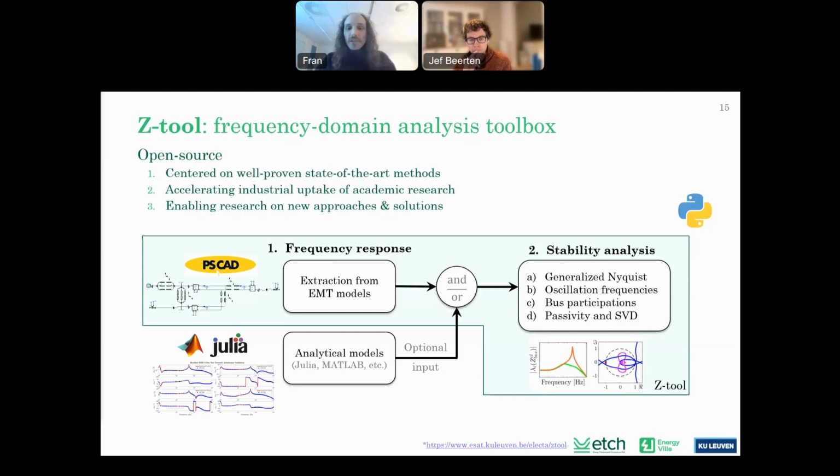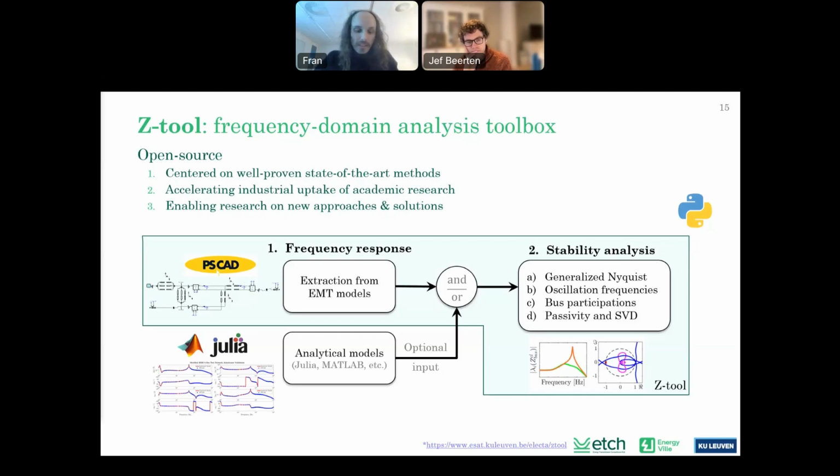And additionally, you can also introduce some analytical models. So if you have an analytical model, you can also combine them and the tool will take care of the stability analysis. And this also hints at the fact of how this tool originated.